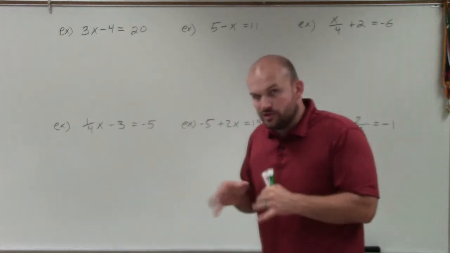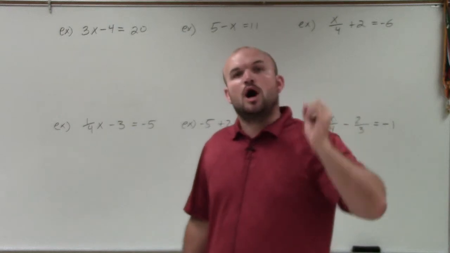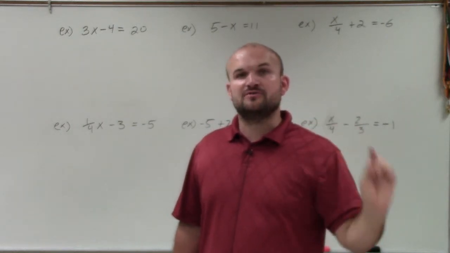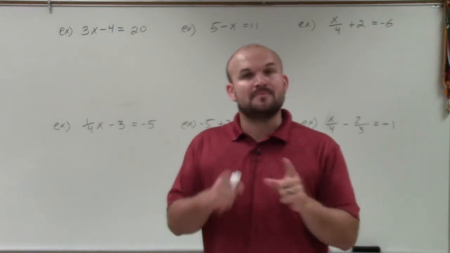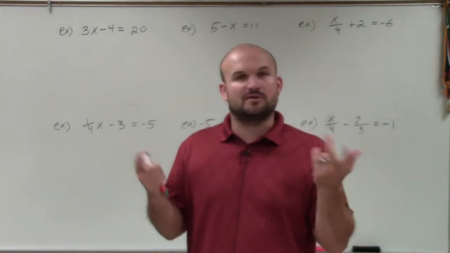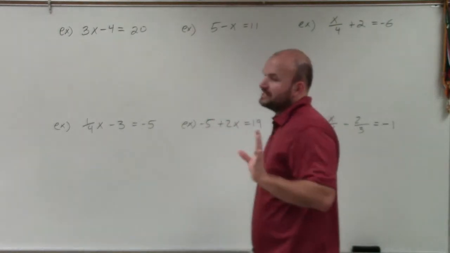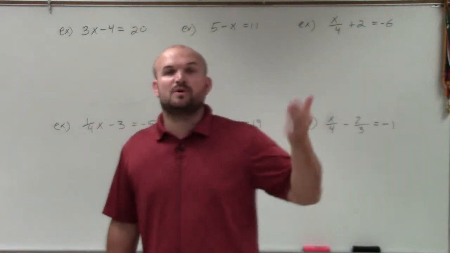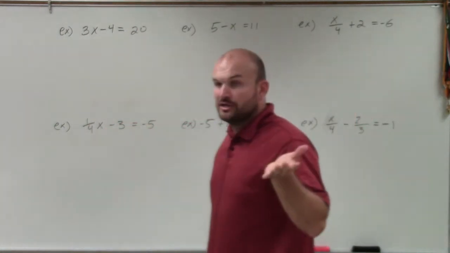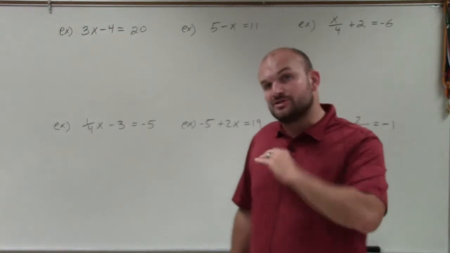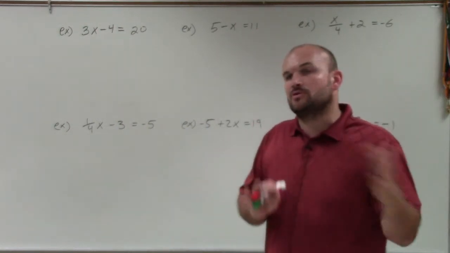So when we're undoing operations that are happening to the variable, we always want to undo addition and subtraction first. Then we want to undo multiplication and division. First, look at our equation and understand what variable we're trying to solve for, or at least isolate. Then identify what operations are happening to the variable that we need to undo. And then we just follow the reverse order of operations.